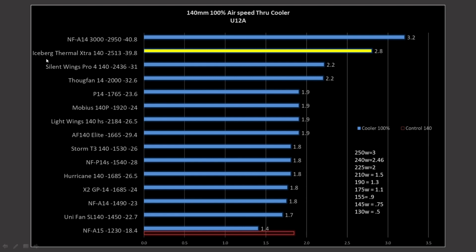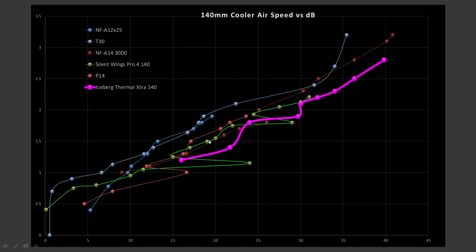We see that the Iceberg Thermal Extra is a very good top performer. It's spinning at 2,500 RPM, and for fans that are spinning that fast, it is the best, but you're also paying for it in its noise value. It is a very, very noisy fan. The Silence 4 Pro is ranked third, and you can see how other fans rank here as well.